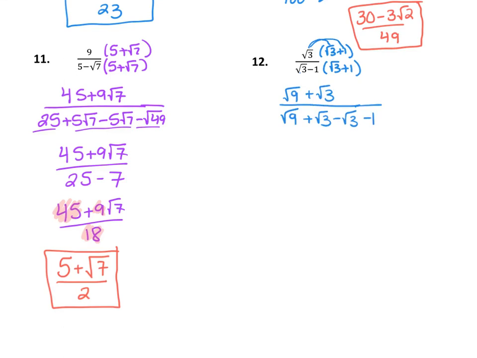So on the top, I can do a couple of things. Well, this square root of 9 is 3. So I'm going to have 3 plus square root of 3 in the top. Similarly, in the bottom, this square root of 9 is also 3. So I'm going to have 3 minus 1 because my middle terms are going to subtract. So my final answer will be 3 plus square root of 3 all over 2.